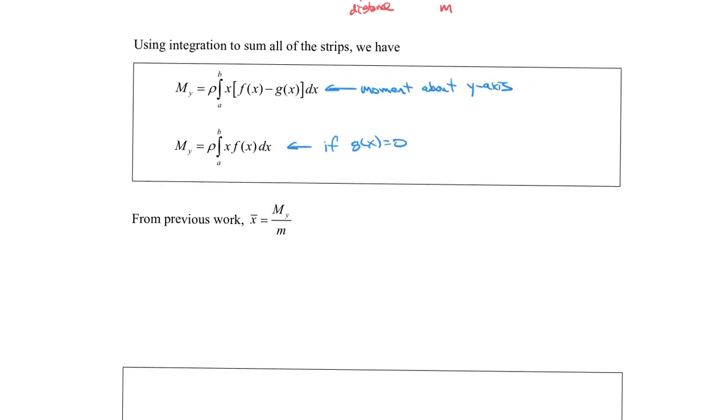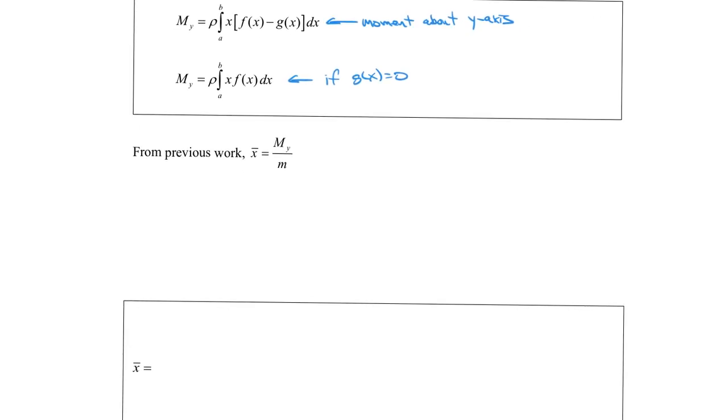Okay, now remember we're looking for the center of mass. So we need to find x bar and y bar. From previous work, we know x bar is the moment about the y-axis divided by the total mass. So let's put this in here. This is the moment about the y-axis, and this is the total mass. And just to make something clear, this is the moment if g of x equals 0. So we've got M sub y, and we can use this formula, and I'm just going to take this formula and put it in here.